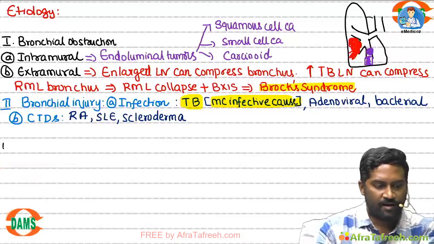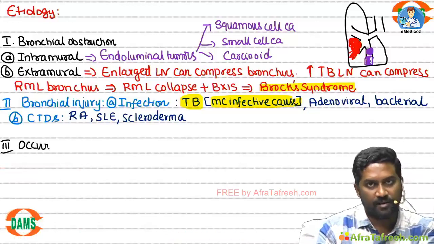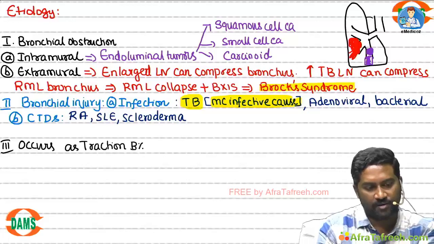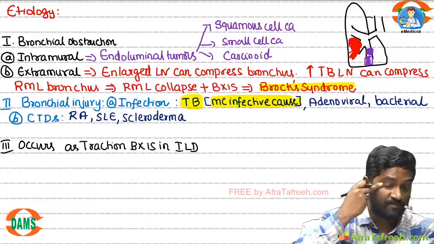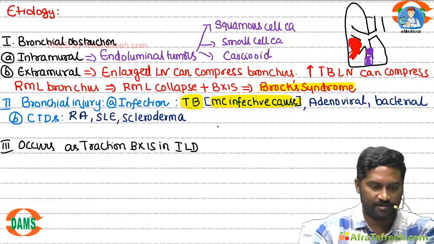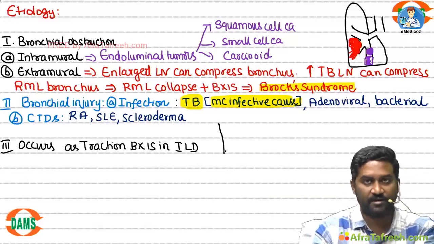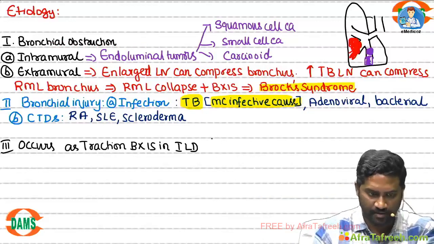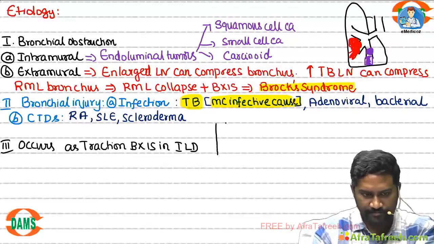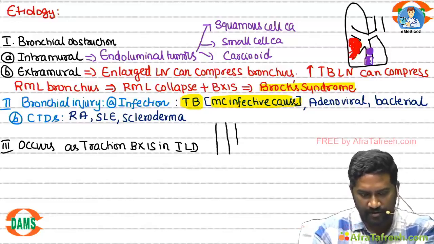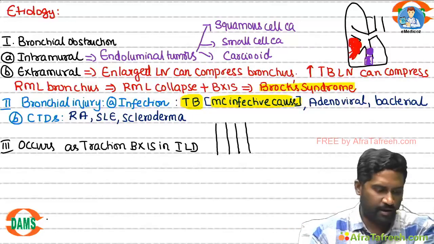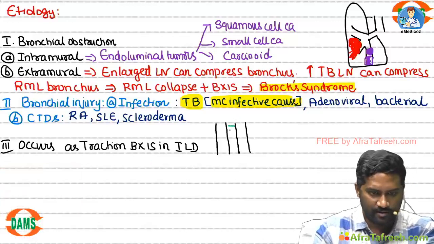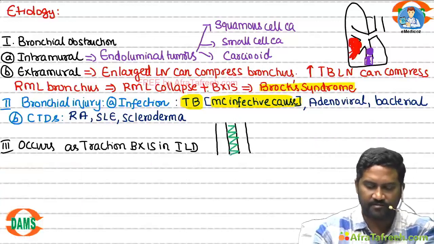Then this can occur as traction bronchiectasis in interstitial lung disease. The mechanism of traction bronchiectasis is completely different. Let us discuss here. It has nothing to do with the vicious cycle. Let this be one bronchus. This is one airway. This is another airway. In between the airways, there is interstitium. Let this be the interstitium.